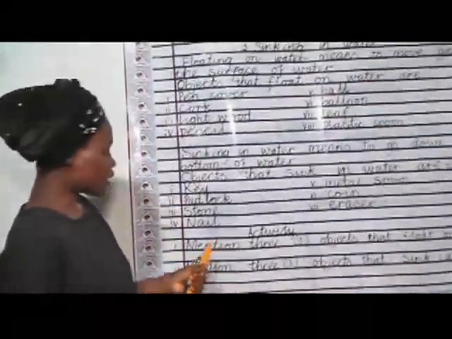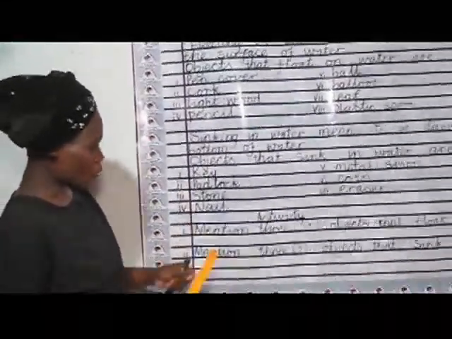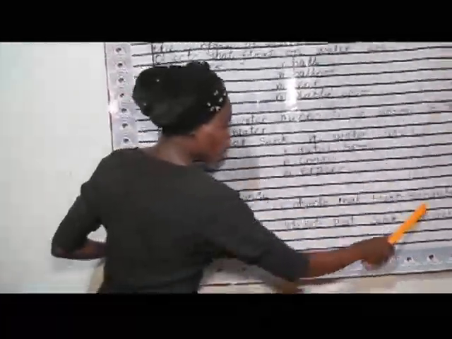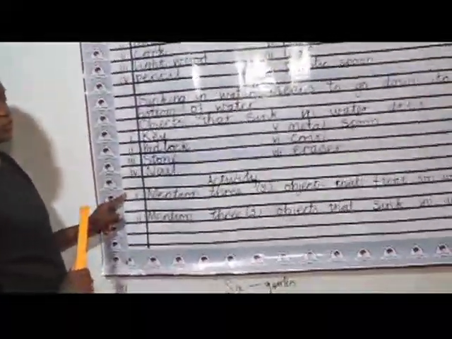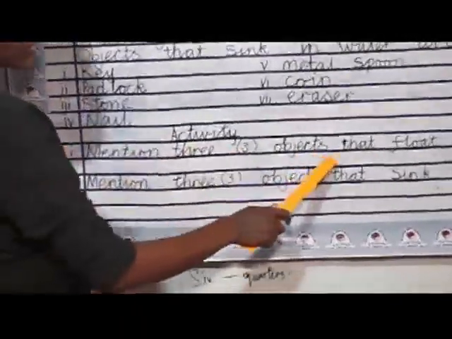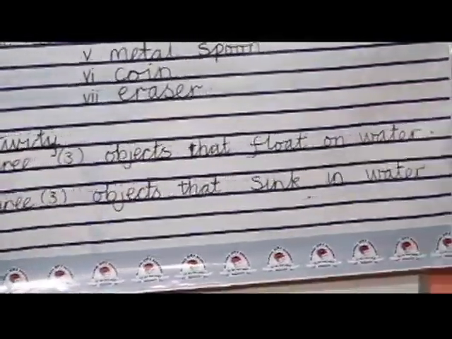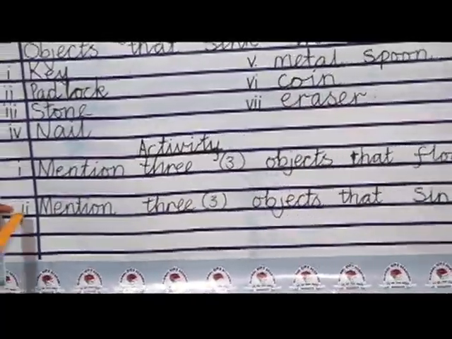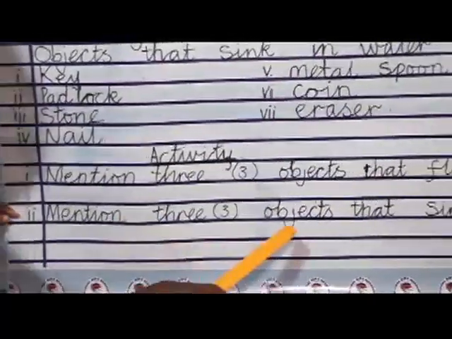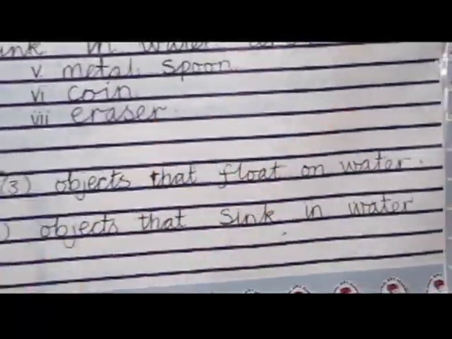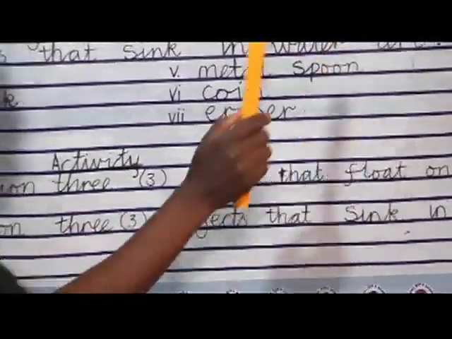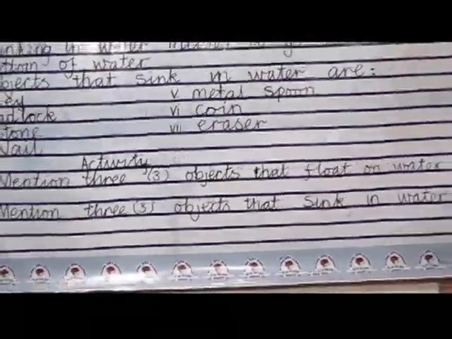So these are activities for you. Number 1, mention 3 objects that float on water, that is, that move on the surface of the water. Number 2, mention 3 objects that sink in water.